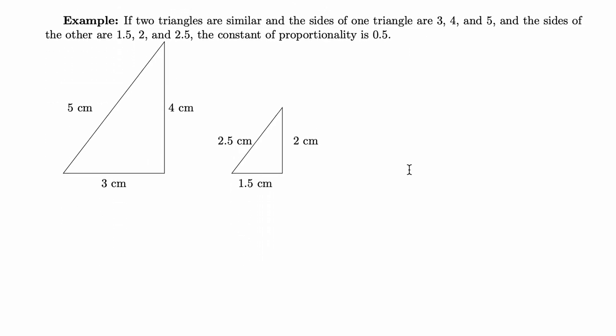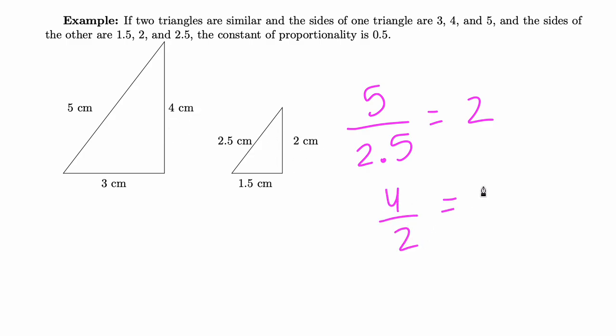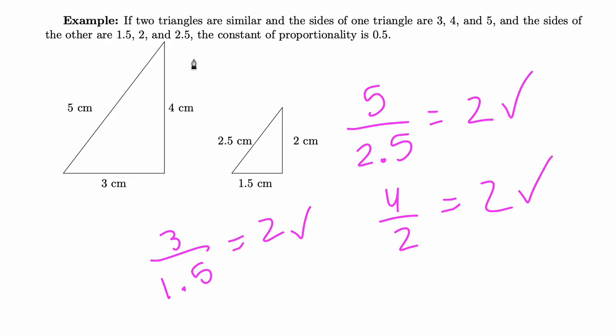Here we go. So here's another example, same thing here. Actually, I'm going to show you how to check if these are similar triangles. So in this case, what I would do is I would actually take my corresponding side lengths and I would divide them to see if I get the same ratio each time. So 5 divided by 2.5 is 2, 4 divided by 2 is also 2, and then 3 divided by 1.5 is also 2.